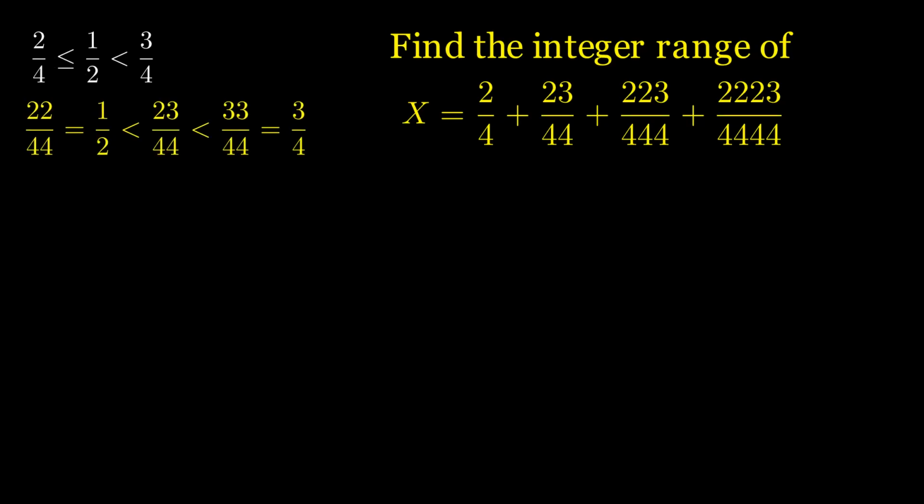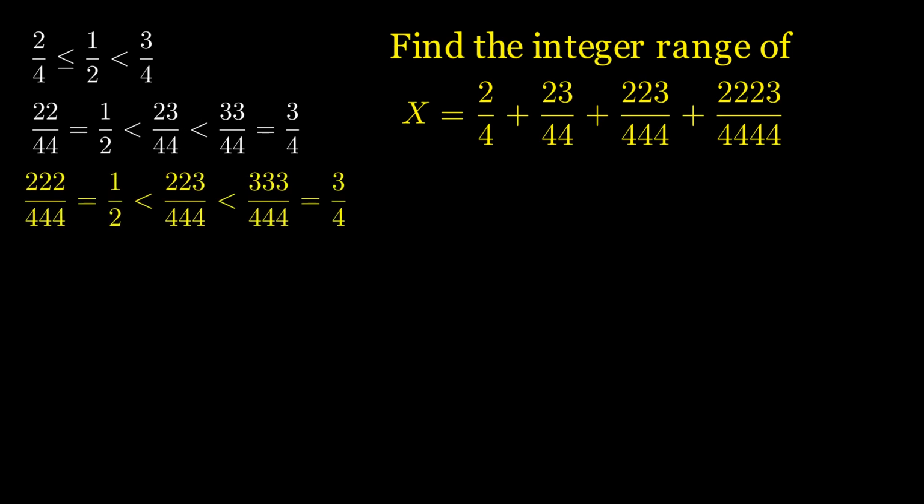Now consider 23 over 44. We see it lies strictly between 1/2, or 22 over 44, and 3/4, or 33 over 44. For the next term, 223 over 444, notice it is larger than 1/2, which is 222 over 444, but smaller than 3/4, which is 333 over 444.